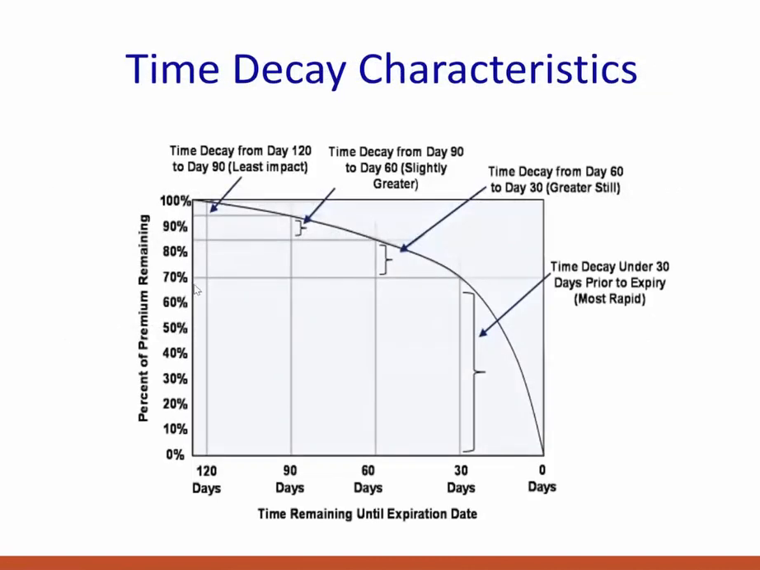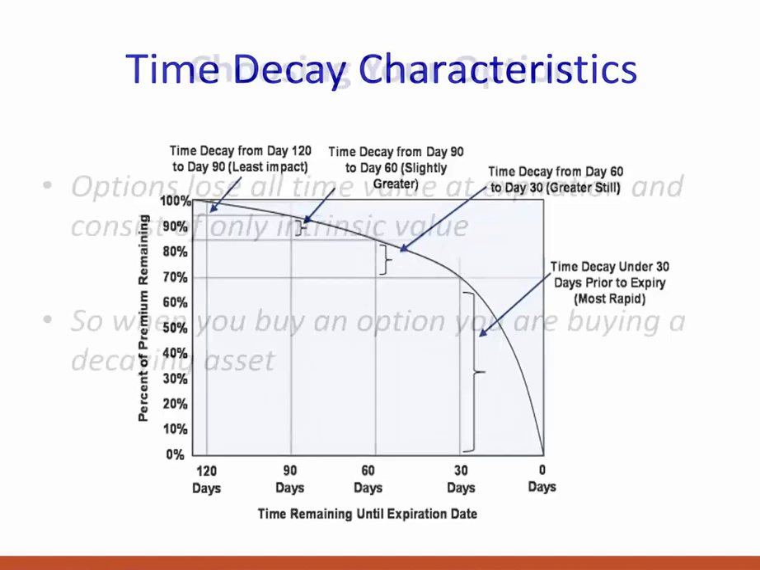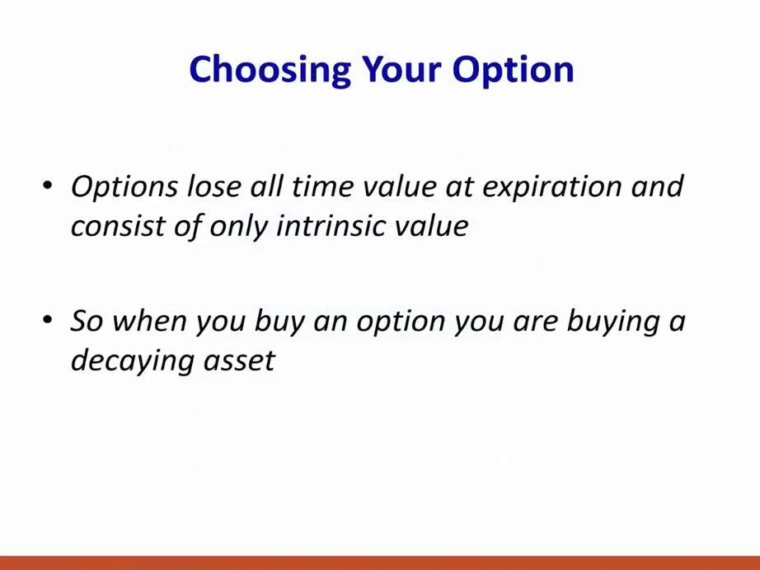So here's a typical time decay characteristic of an option. This line right here represents the time value portion of an option, and we can see that each day that time value portion decays. The most rapid decay is in the 30 days before option expiration, and at expiration options lose all time value and consist of only intrinsic value.